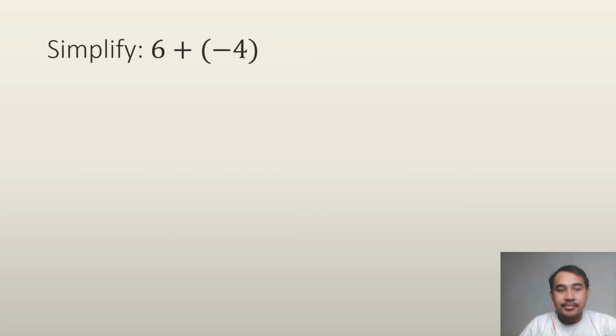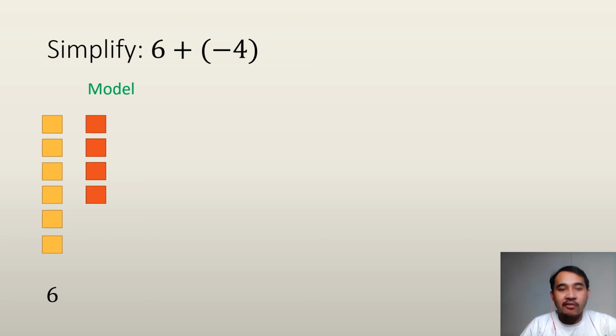Let's have an example, 6 plus -4. They are of different signs, so we need to deduct. How does deduction happen in modeling? Let's have now the model. You have 6 yellow tiles. The value is 6. And then you have 4 orange tiles. The value is -4. Now we deduct the pairs of yellow and orange. We remove this one, another one, another, and the last one. What remains would be the answer, and the remaining is 2.